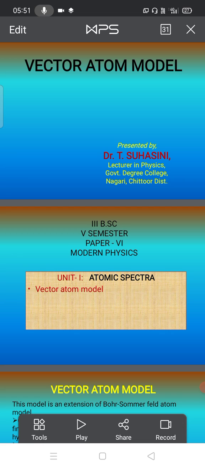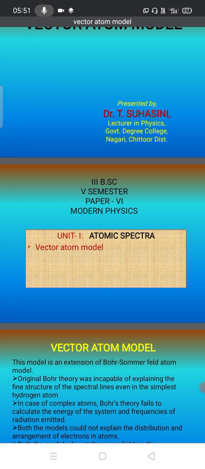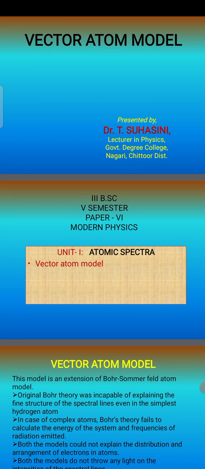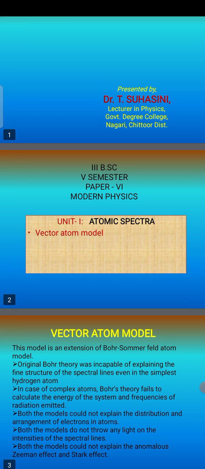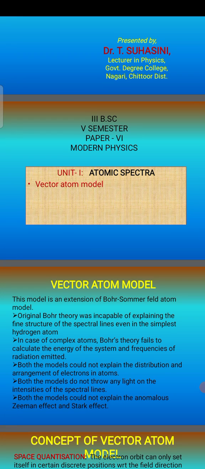What is atomic spectra? When the atoms are excited, they emit light of certain wavelengths corresponding to different colors. The emitted light can be observed as a series of colored lines with dark spaces in between them. This series of colored lines is called a line spectra or atomic spectra.